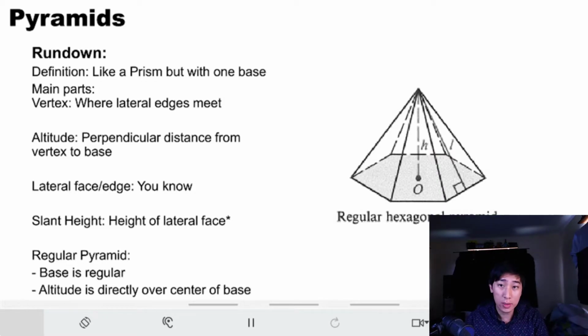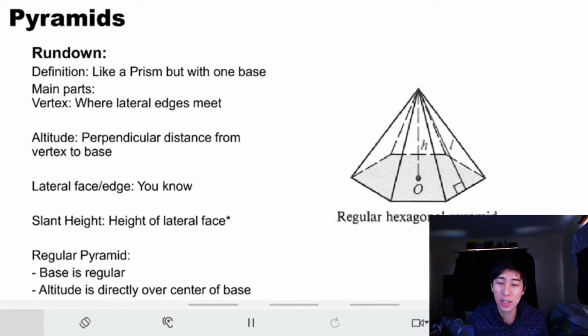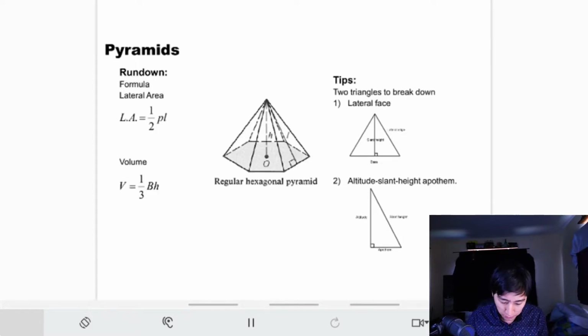Now, for the most part, we're dealing with regular pyramids. In regular pyramids, there's two major things that you need to know. Number one, that your base is regular, and number two, that your altitude is directly over the center of the base. So if you're looking at your picture over here, this O part is going to be the center of your regular base, which I will be talking about a little bit more later. But this is pretty much the major parts that you're going to be working with in a regular pyramid.